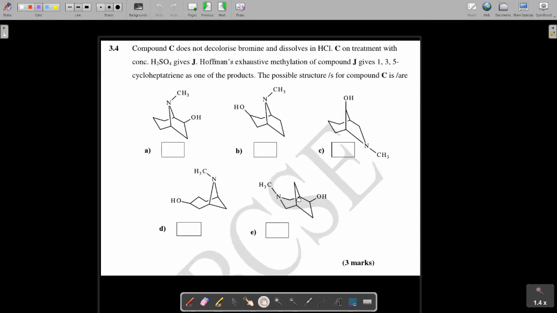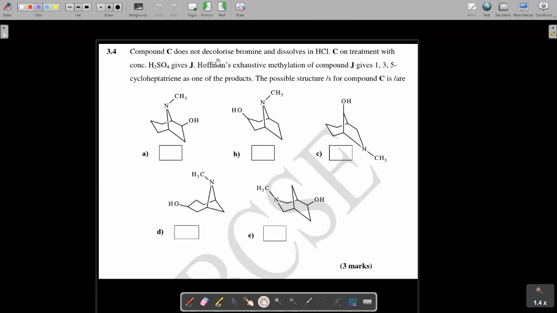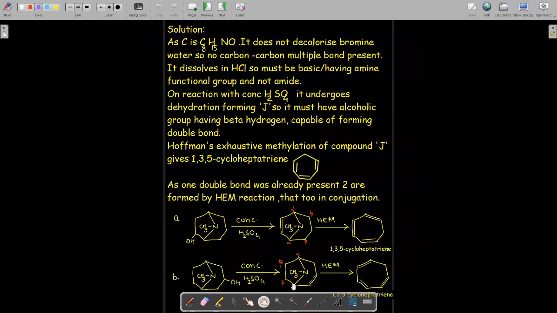The question is, compound C does not decolorize bromine. Again, it does not have a C=C double bond and dissolves in HCl. That means it must have some basic center. As nitrogen is there in compound C, it is not an amide, it has to be an amine. C on treatment with concentrated H2SO4 gives J. Hofmann exhaustive methylation of compound J gives 1,3,5-cycloheptatriene as one of the products. Now we have to identify the possible structure of C. So let's move to the solution.